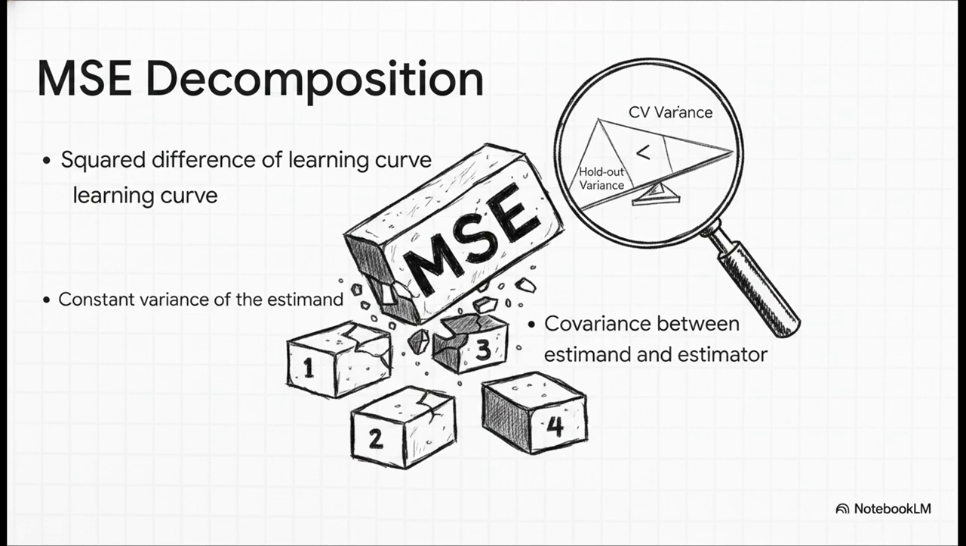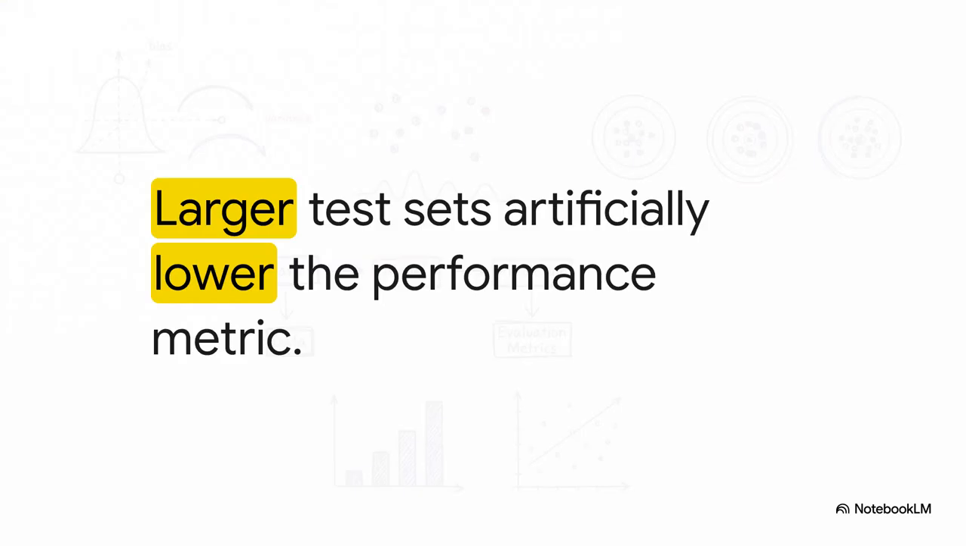The variance of the cross-validation estimator is strictly less than the variance of the holdout estimator when evaluating the whole sample. However, there is a massive trap hiding in that first term, the learning curve difference. If your test set size k is too large, the remaining training size, t, becomes significantly smaller than your full sample size, absolute value of s. This artificially forces the algorithm down the learning curve, artificially lowering the performance metric. This is explicitly defined in the literature as the pessimistic bias. Your estimate basically drifts further and further from the whole sample's true generalization performance.